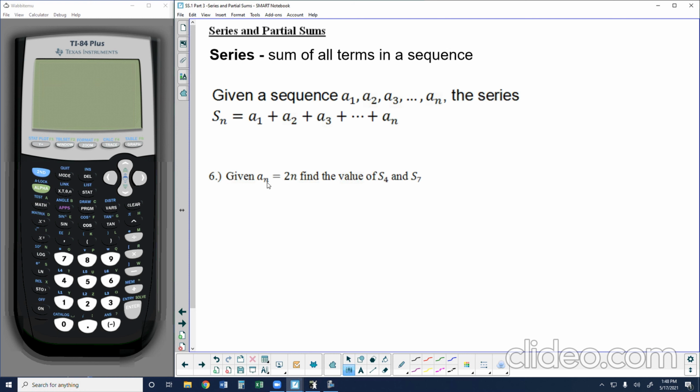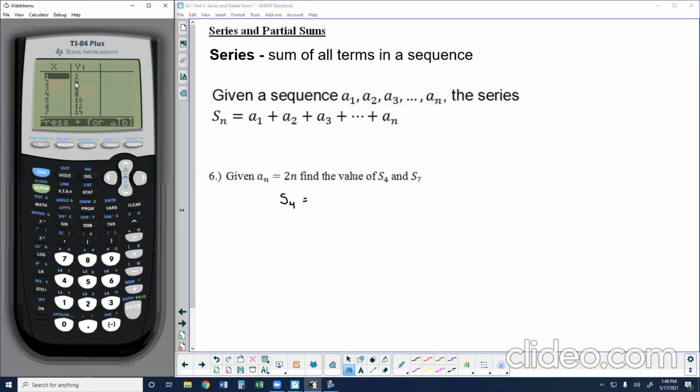So in problem number 6, it says given A sub n equals 2n, so here's the general formula, find the value of S sub 4, the sum of the first 4 terms of the sequence. Again, I showed you how to find those general terms on the calculator. We can go to y equals, put in the general form using x instead of n, and take a look at the table starting at 1. So S sub 4 means to add together the first 4 terms of the sequence.